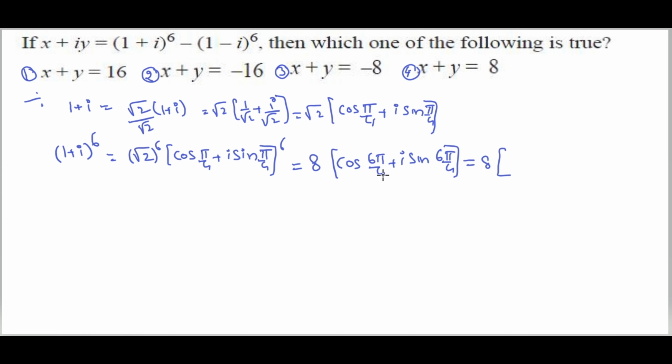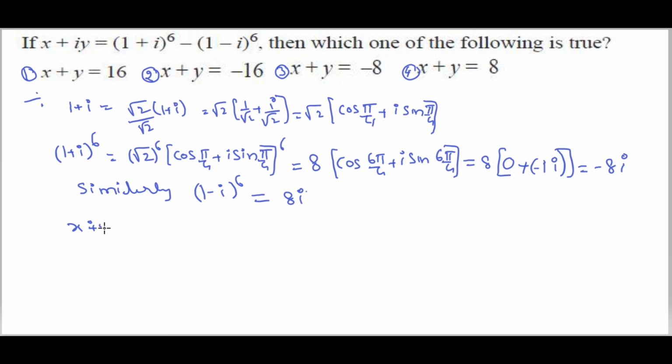Cos 6π/4 is cos 3π/2, that is 0, plus i into sin 6π/4, this is sin 3π/2, that is minus 1 into i, that is equal to minus 8i. Similarly, (1 minus i) whole to the power of 6 is equal to plus 8i.